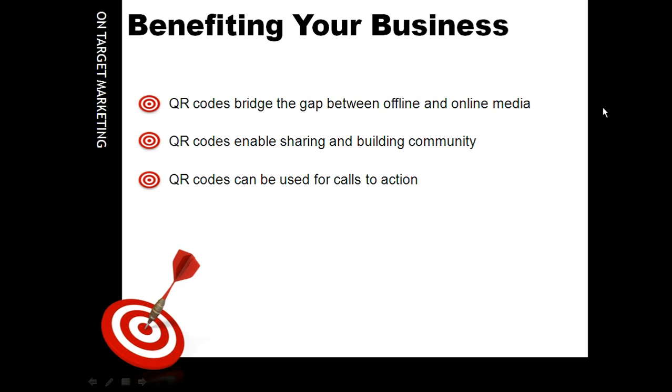In addition, QR codes bridge the gap between your offline and online media. QR codes are easily added to business cards, flyers, brochures, posters, billboards, signs. There was a company that did hardbound books, and they added QR codes that linked to online audio versions of the book. So again, you're taking your offline marketing, which is very difficult to track, and the QR code allows you to bring it to your online marketing, which can be tracked.